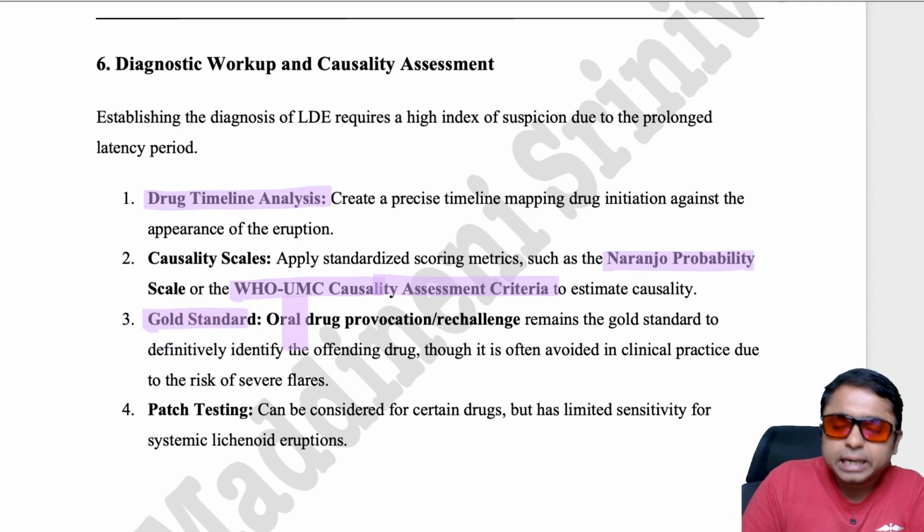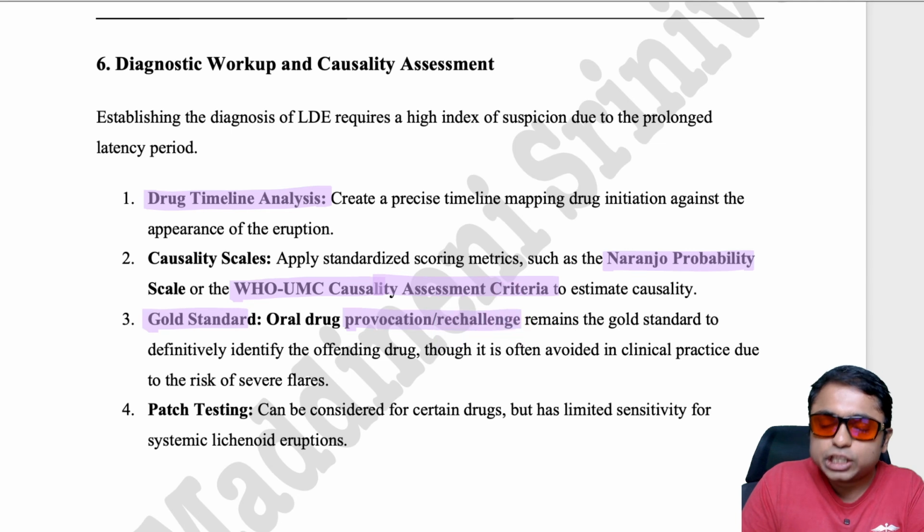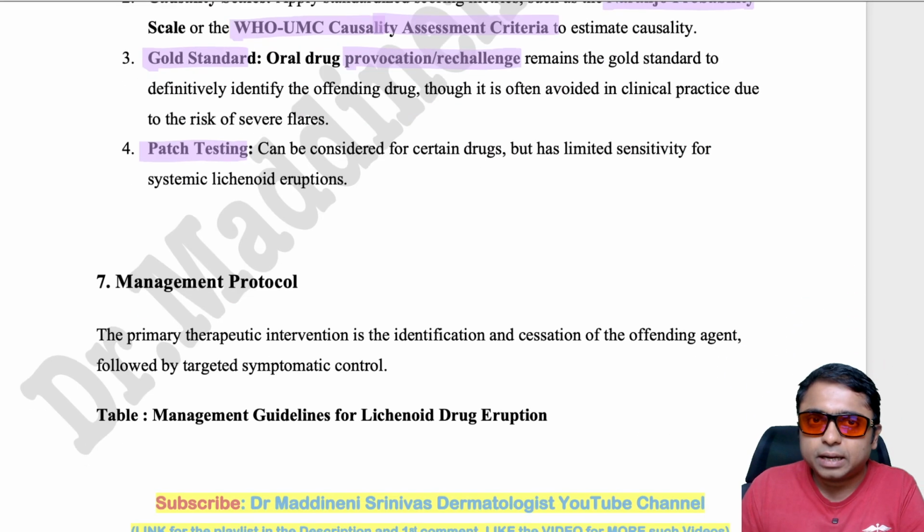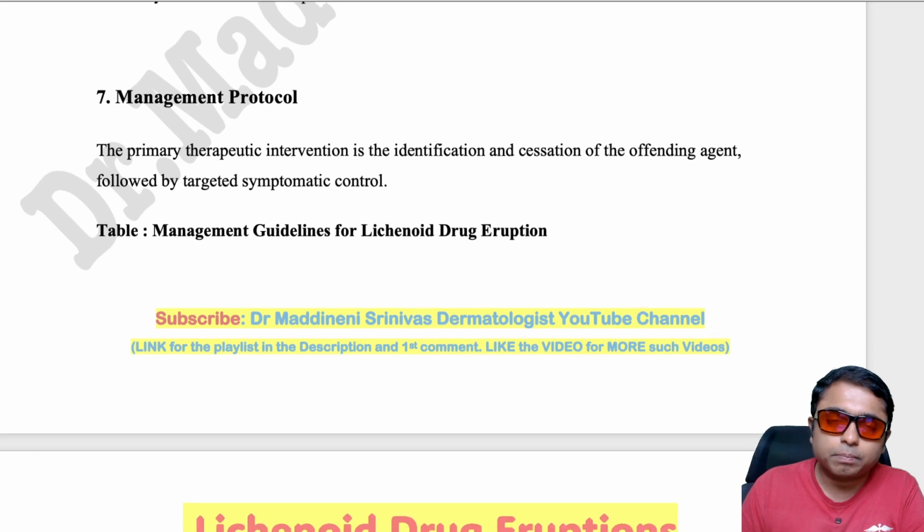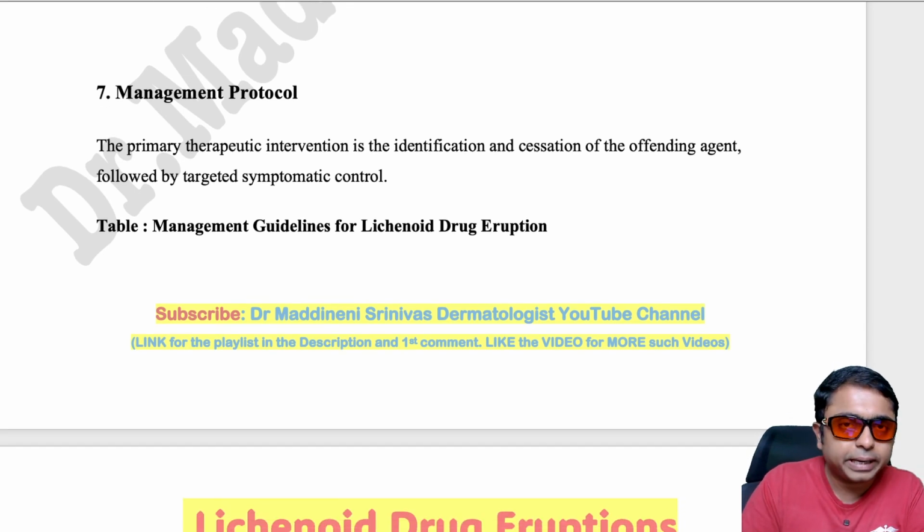And also the gold standard is the oral drug provocation or re-challenge, but this is not done in clinical practice because this may lead to severe flare-ups in the patient. So, obviously we are not going to do this. Patch testing could also be done if it is a topical agent, or even a systemic agent if it is available in the patch test. How can you manage these patients?